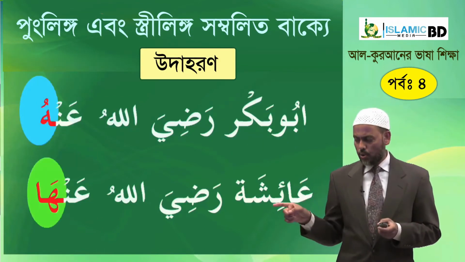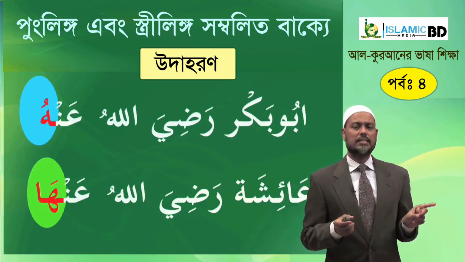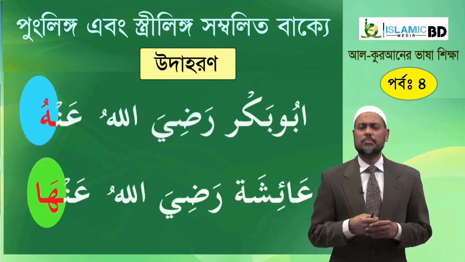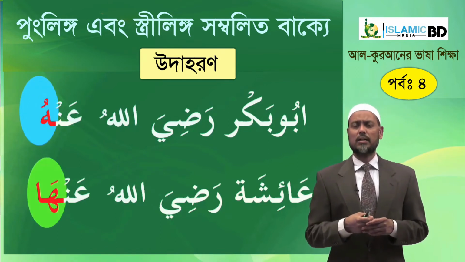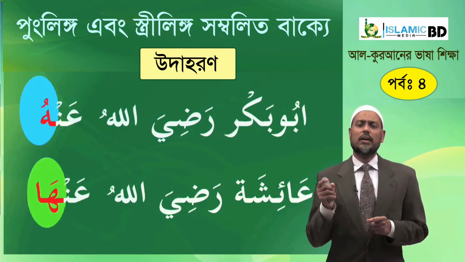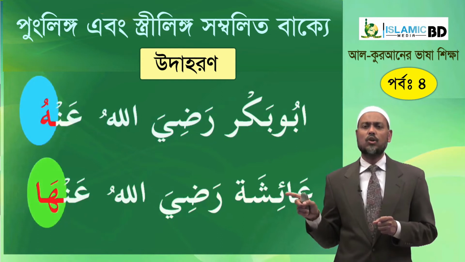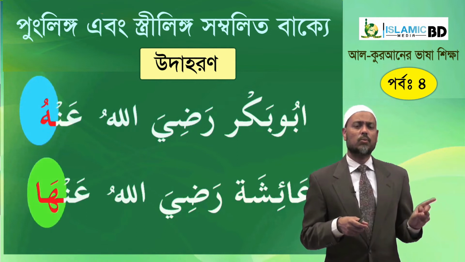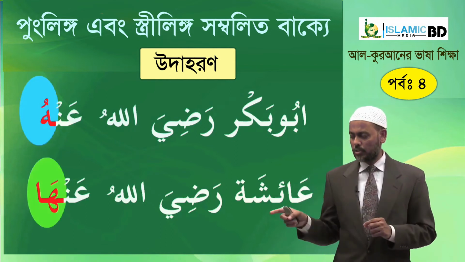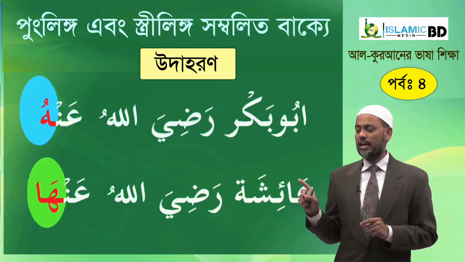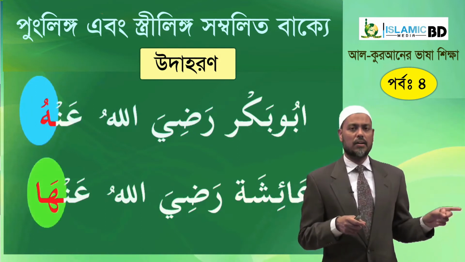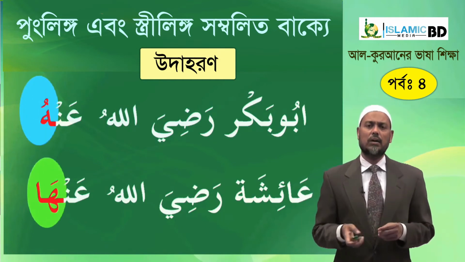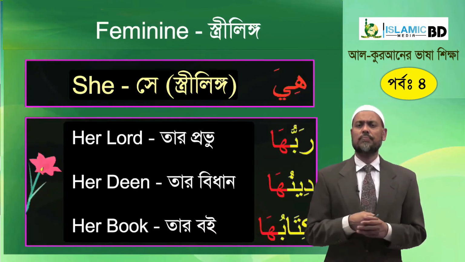Rabbuhu is his Rabb, Rabbuha is her Rabb. So how to remember that? I have a very simple example right on the screen. Abu Bakr radiyallahu anhu. Abu Bakr, may Allah be pleased with him, anhu. And Aisha radiyallahu anha. Aisha, may Allah be pleased with her. So with men, with males, we say anhu, and for sisters, ladies, anha. And Aisha radiyallahu anha, our mother.